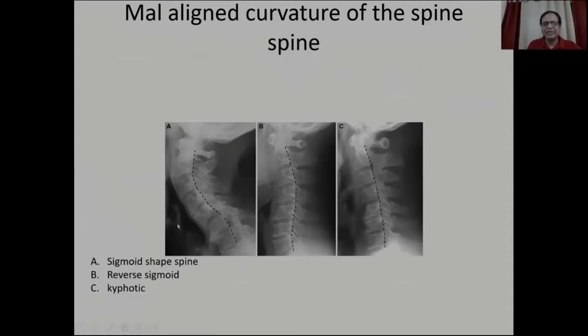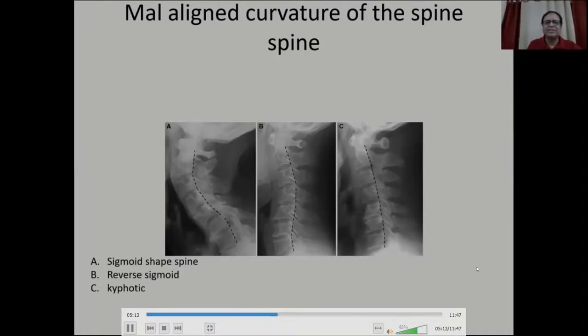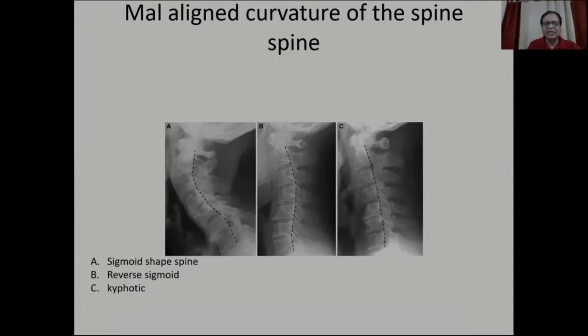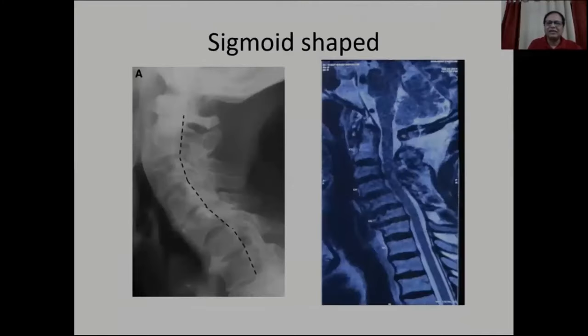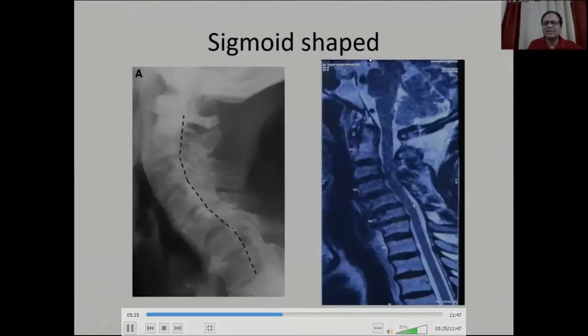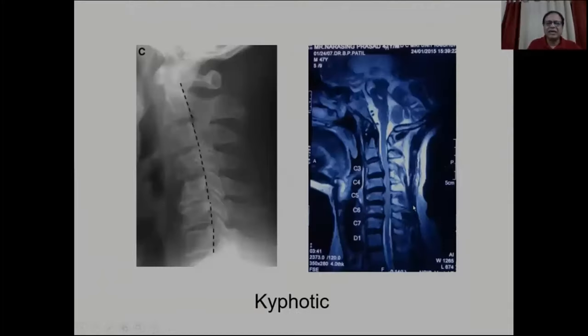Normally in spondylotic myelopathy, we find three types of cervical spine: a sigmoid spine, a reverse sigmoid spine, or a kyphotic spine. Because of this, the spinal cord is stretched out, and this stretching of the spinal cord is the cause of the deficit. While doing surgery, not only does one have to do a physical decompression of the canal, one also has to restore the normal alignment so that the spinal cord is not stretched out. In a sigmoid shape, the spinal cord is stretched because of the deformed spine, and in a kyphotic spine also, the spinal cord is stretched.